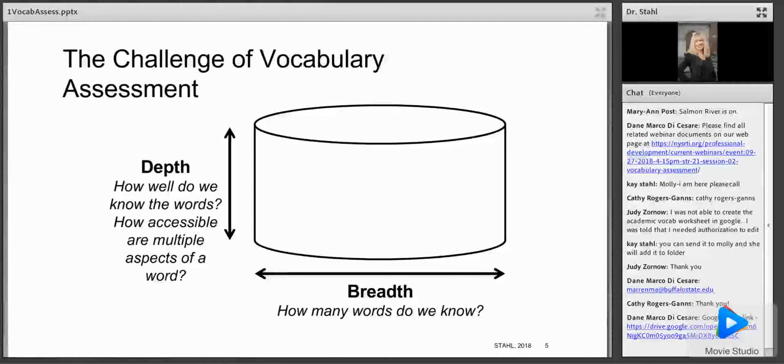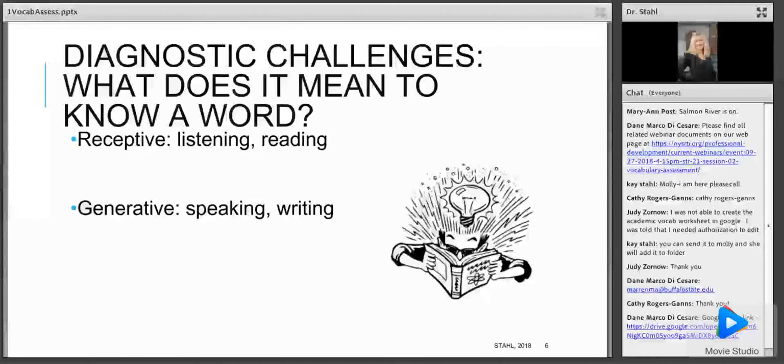A child can know one definition, but they may not know its definition in the way our content area is using it. So even with children who have a pretty high vocabulary, we still want to know, have we enabled them to make growth in their knowledge of the word? So how well do we know the words, and how easily can we retrieve multiple aspects of a word? Multiple definitions, same definition but different visual images in different contexts.